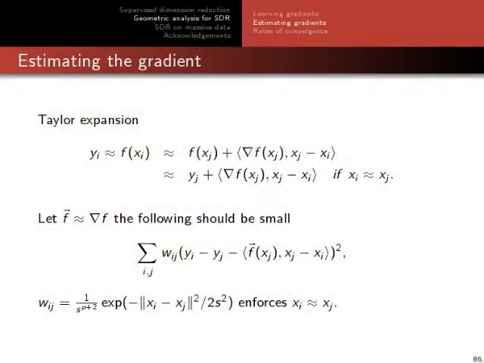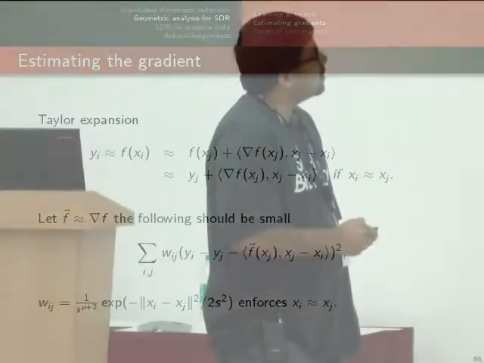Okay. So one way of thinking about this is I can take y as f of x. Then I can think about the gradient here at xj and Taylor expand it. So for any xi close to xj, this is my Taylor expansion. And f vec is just my estimate of the gradient, and wij is just a weighting. If 2 points are close, wij is going to be close to 1.